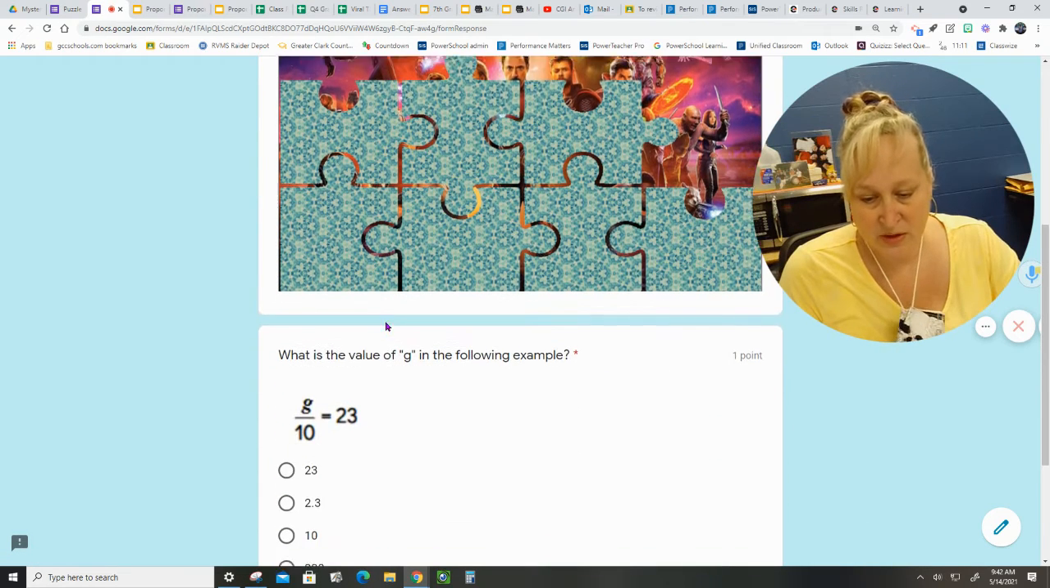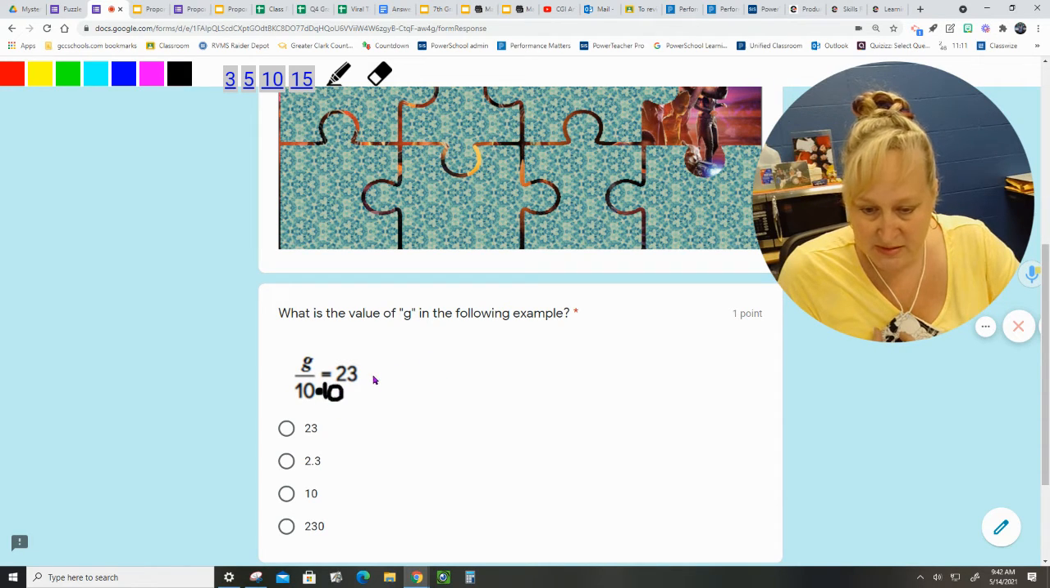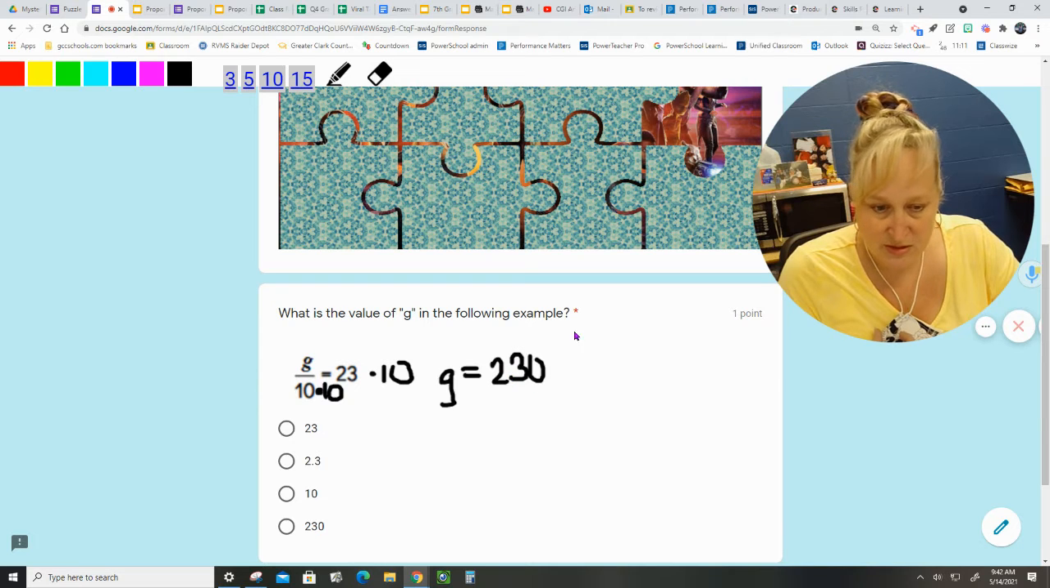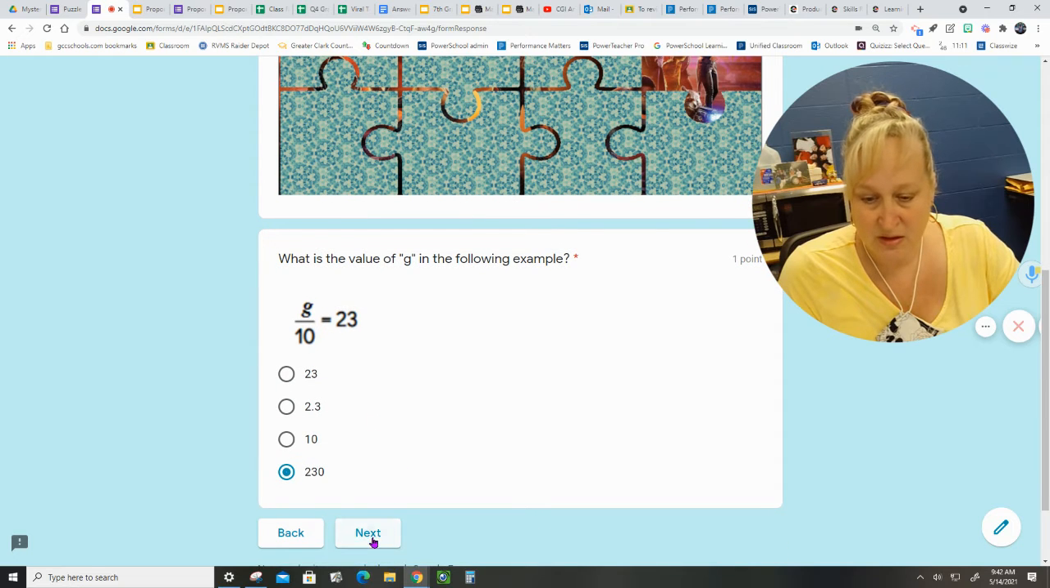All right, what is the value of g? So for this one, I'm going to multiply both sides by 10. G equals 230. So my answer to this one is 230. Hit next.